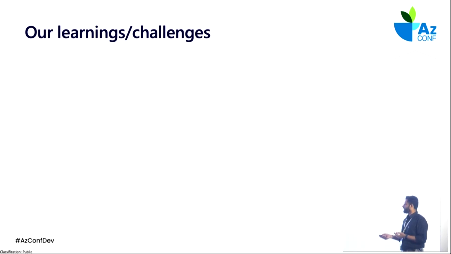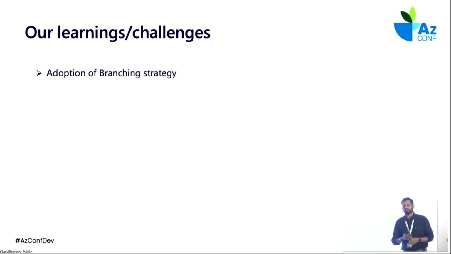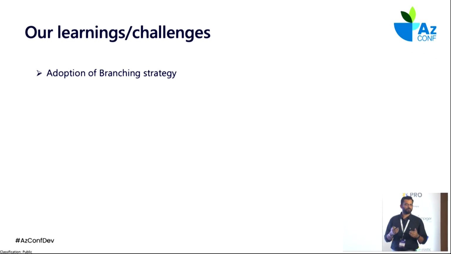And so some of our learnings here, right? First thing, to be honest, is the branching strategy. That caused a lot of confusion with the developers. Not everyone understood what branch to create when, at what point that branch dies, when a new branch should be created, and from where a new branch should be created, right?